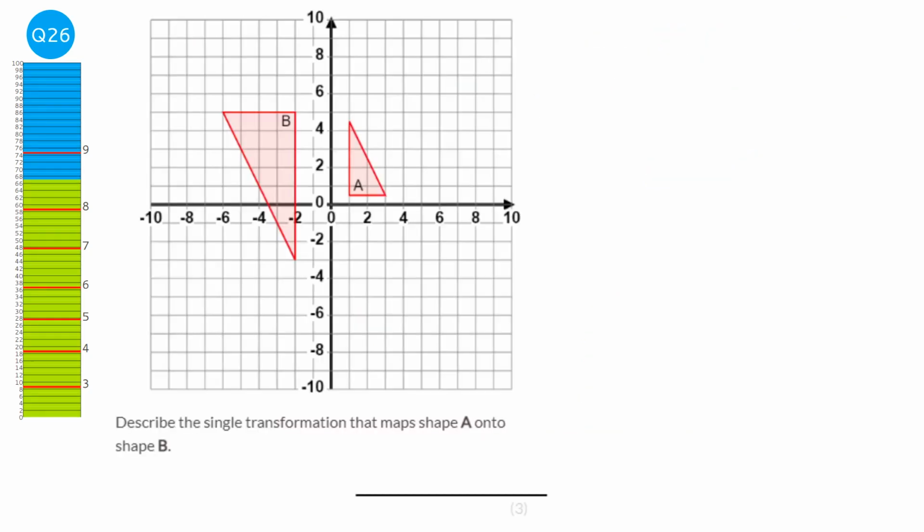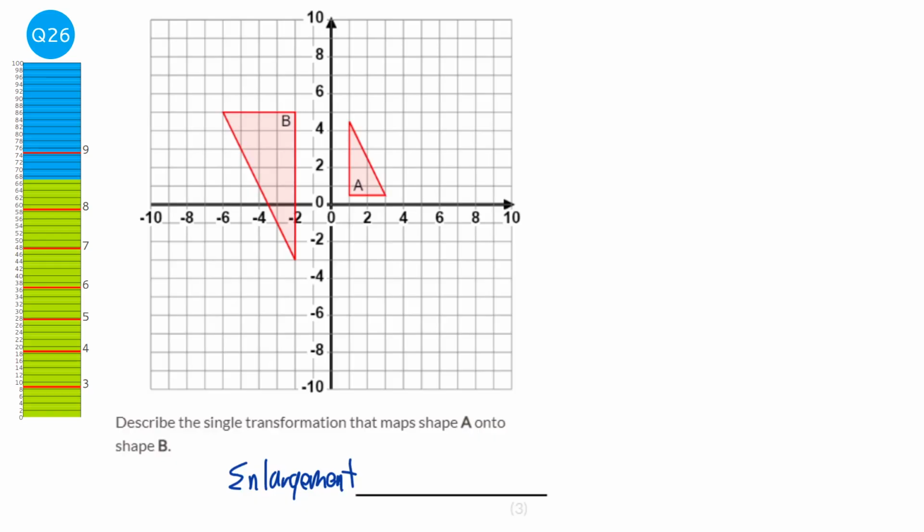So when considering which transformation has happened here, it's tempting to say it's some sort of rotation because it has flipped, but the size has changed, and anytime the size changes, we know we've got an enlargement. So the first thing I'm going to do is write down the fact that it is an enlargement. And anytime the size changes, it has to be an enlargement.